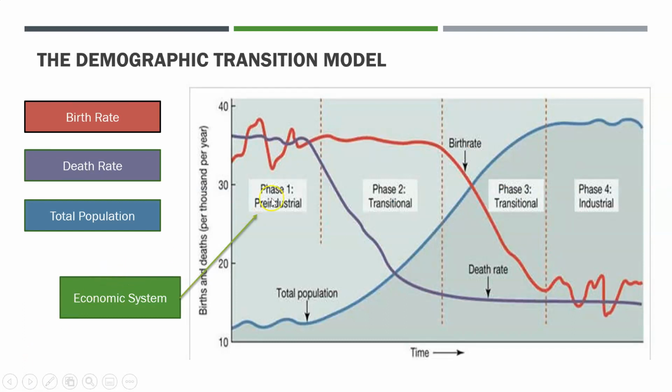For APES, we break it down into 4 phases. You may have also seen it as 5. We're going to focus on the 4-phase model. What it does is tell us how birth rates, death rates, and total population change over time as the economic system of a country develops. So what exactly does this mean?